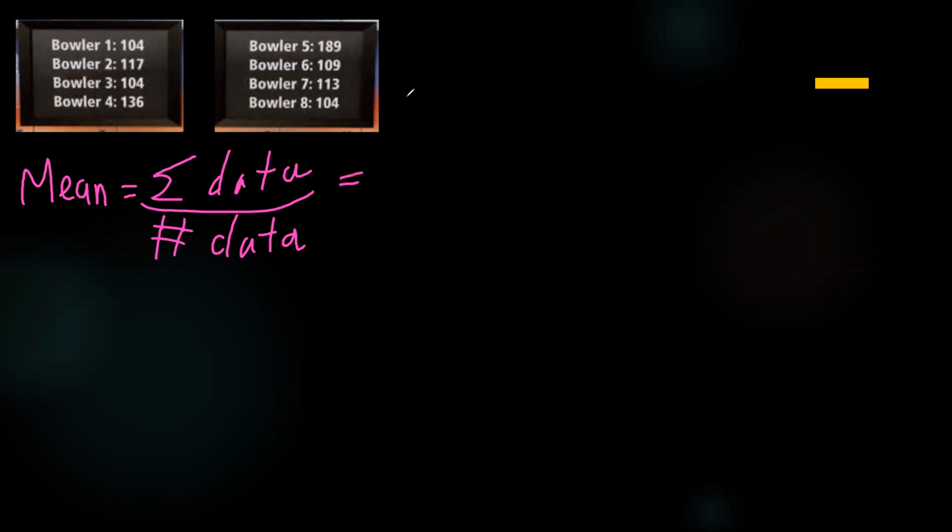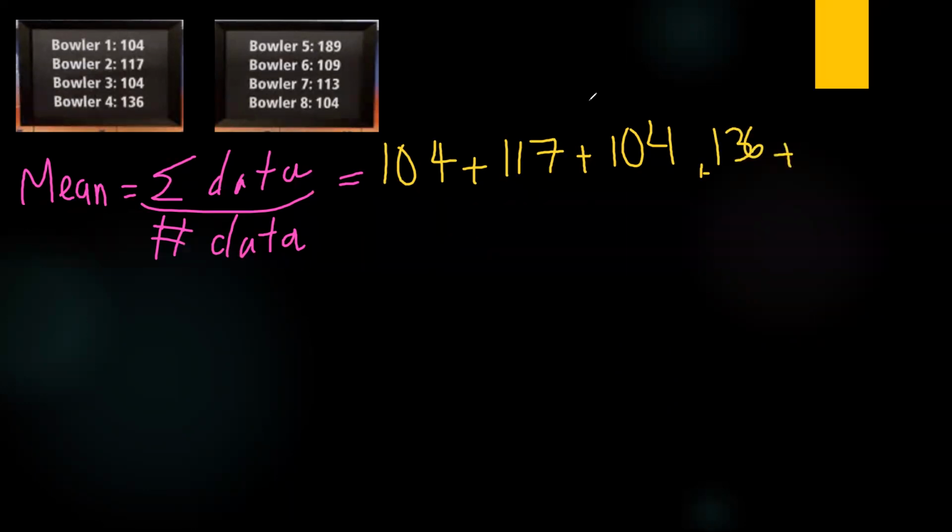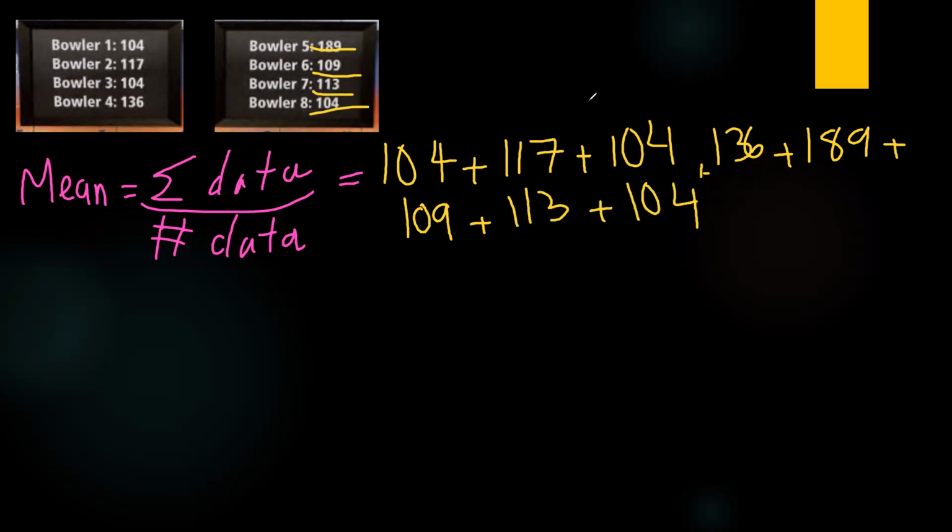I have to add all of the data we have, which are 104 plus 117 plus 104 plus 136 plus 189. Do you know now from where I bring the numbers? Yes, from the data. Plus 113 plus 104. Over. Now, how many bowlers do we have here? Eight. Bravo. Eight.